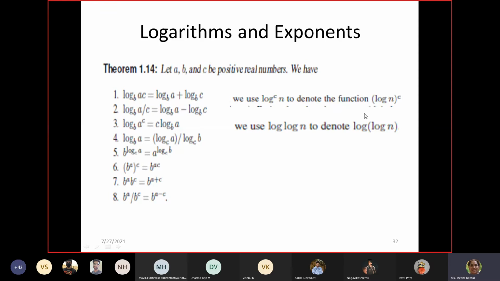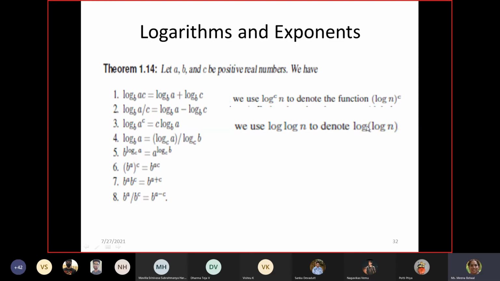So this is a common notation you will see in books. What is log n to the power c? If it is written like this, log^c n means it is log n whole to the power of c, where c can be any positive number. You can often see that log^5 n means it is log n whole to the power 5. And again, we are going to use log of log n. That means log of log n.